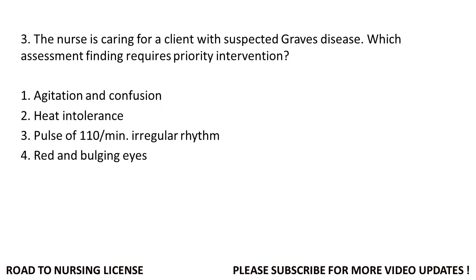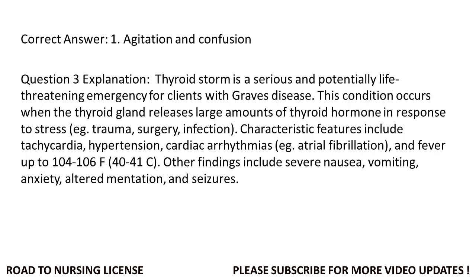Question 3. The nurse is caring for a client with suspected Graves' disease. Which assessment finding requires priority intervention? 1. Agitation and confusion. 2. Heat intolerance. 3. Pulse of 110 per minute, irregular rhythm. 4. Red and bulging eyes. Correct answer, 1. Agitation and confusion.